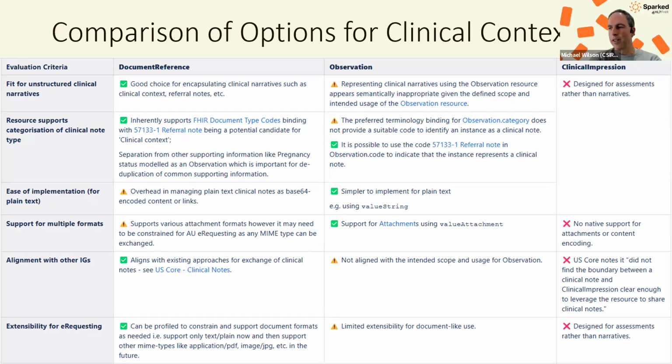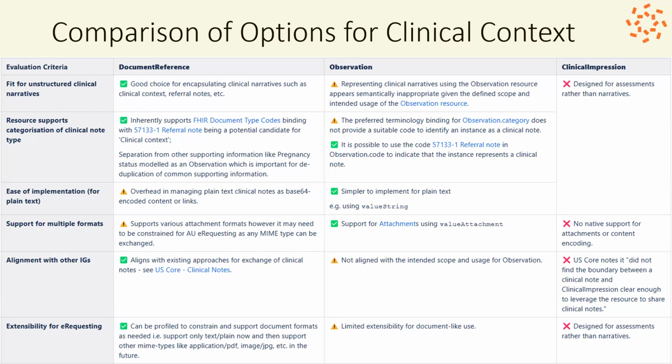I'd be interested in the counter of that about the deviation from the standard approach to clinical notes, given the US Core guidance on clinical notes. If you were to implement clinical notes against their encounter and the like, you would be using document reference. That's the sort of standardized approach, so is there any concern about deviating from that for our use of clinical notes?